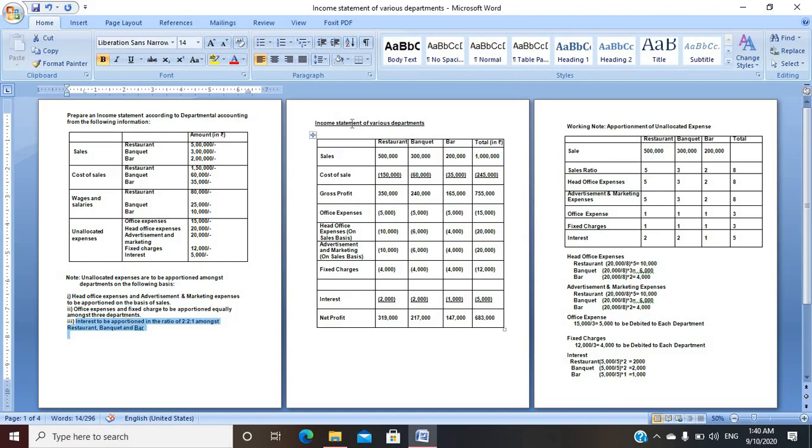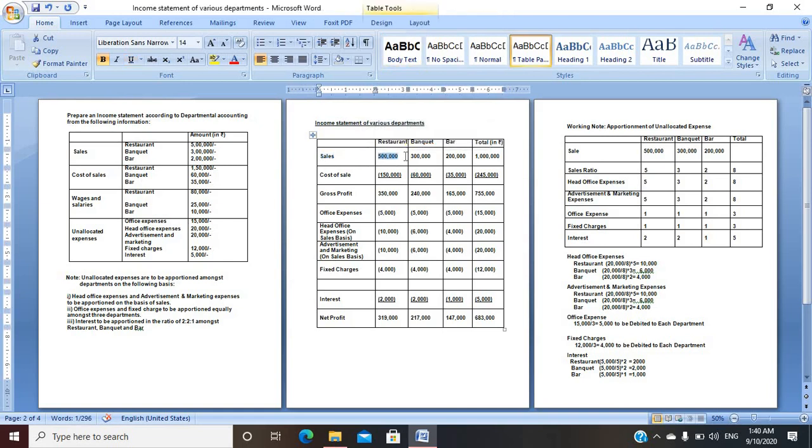So moving further to the solution, first we have to generate the income statement of various departments. First columns we make restaurant, banquet, bar and total. Then sales: first column 5 lakh in the restaurant, here we have 5 lakh. In the banquet we have 3 lakh. In bar we have 2 lakh, right? So the sales column total will be 5 lakh plus 3 lakh plus 2 lakh, that will be the total column, right?